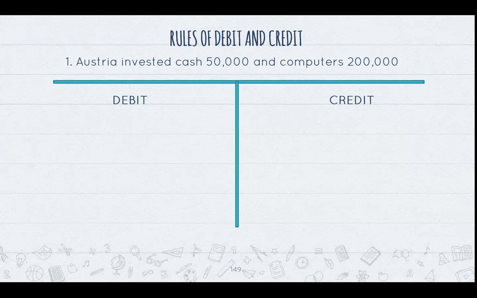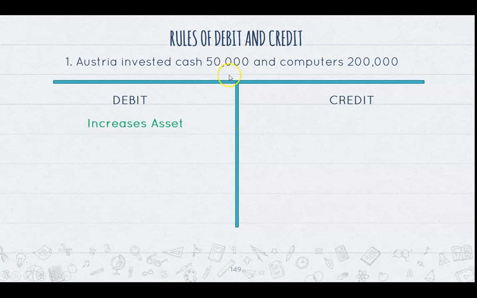So, let us try to analyze each transaction in order for us to understand what really debit is and what credit is. What are the effects of the transactions to our T account or debit and credit? Number 1, or the first transaction here, is Austria invested cash 50,000 and computers 200,000. So meaning to say again, si Austria daw ay nag-invest ng cash and computer. So paano natin yon i-analyze?